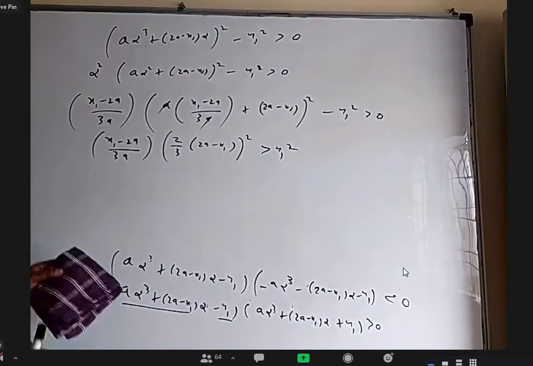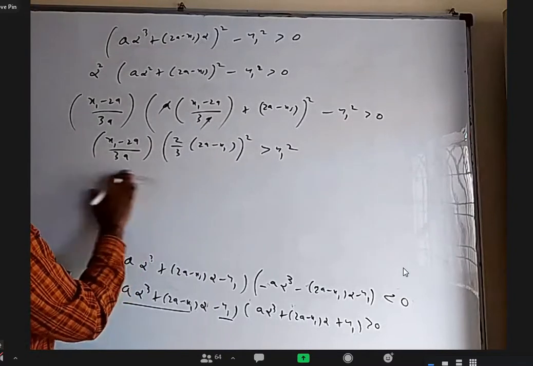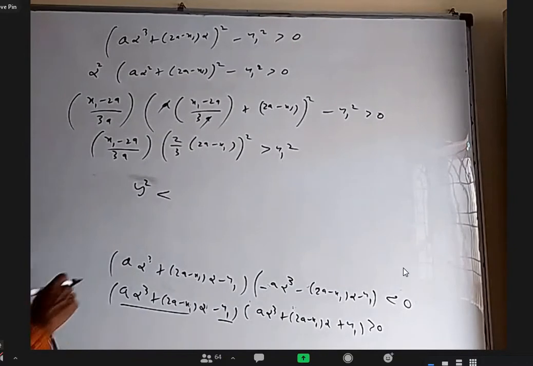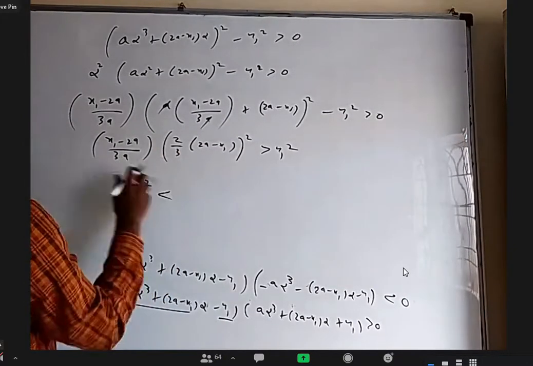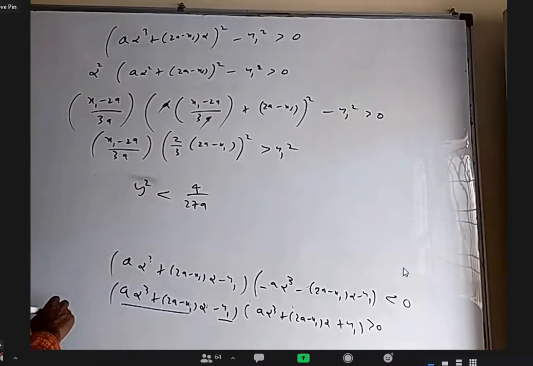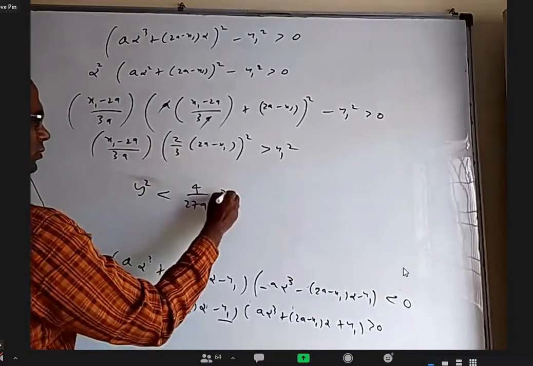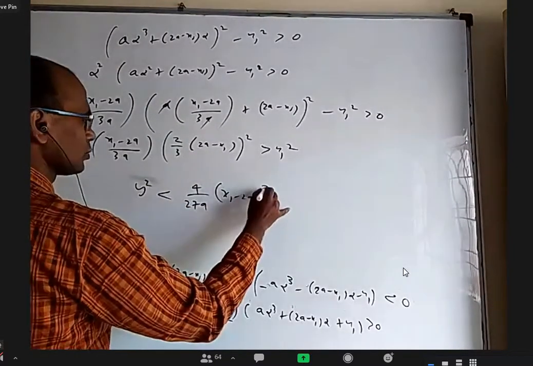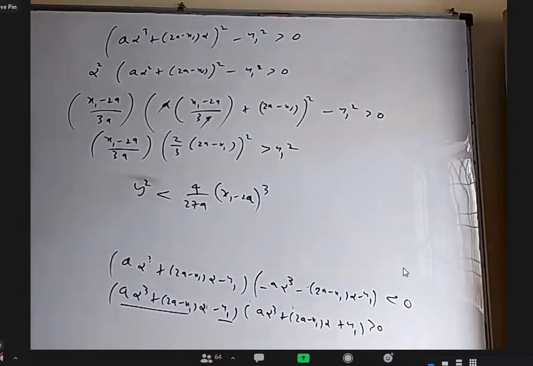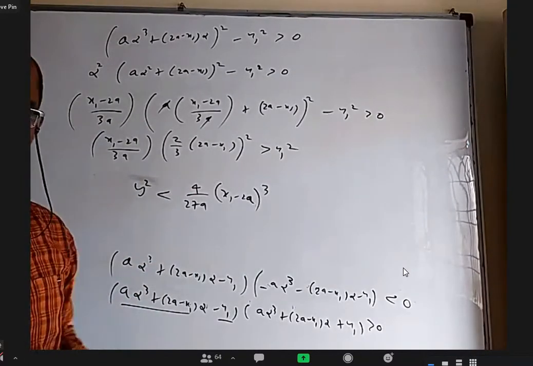Now we are almost done. y1 square, I can even remove x1, y1 and write y square should be less than, what is this curve? 4 by 27a. And this is where I can reverse it also, right? So x minus 2a whole cube. Okay, this is a locus. So not just one curve, it's a region.